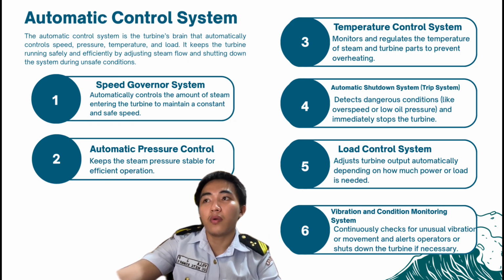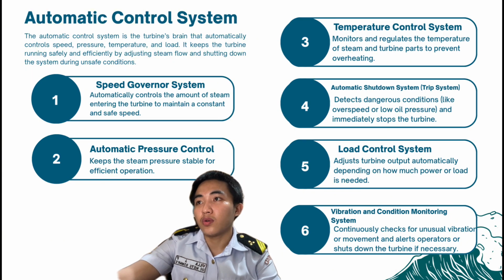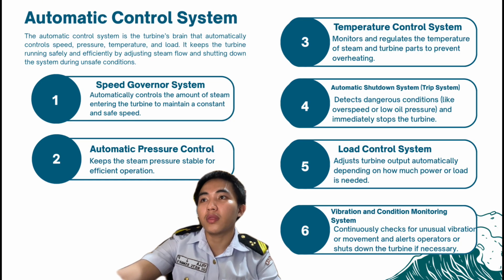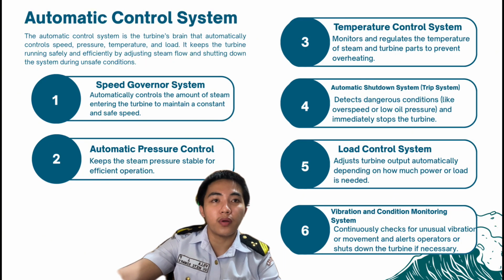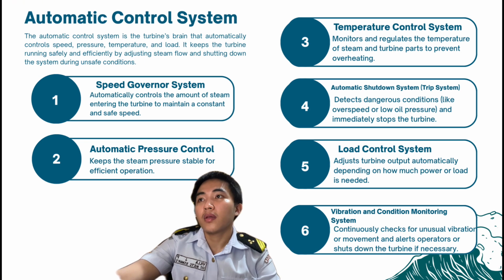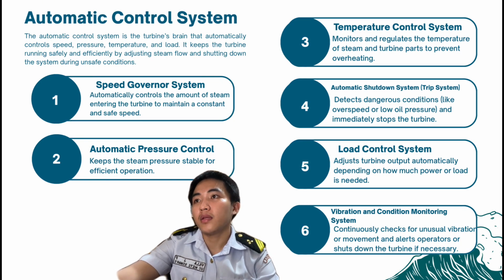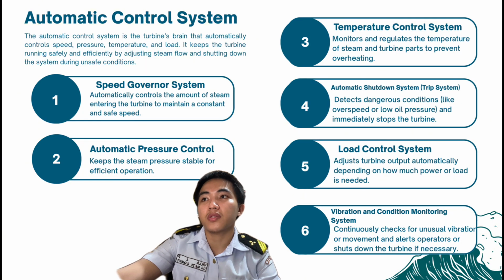conditions. So number 1, speed governor system. The speed governor system automatically controls the amount of steam entering the turbine to maintain a constant and safe speed. Number 2, automatic pressure control. It keeps the steam pressure stable for efficient operation. Number 3, temperature control system. It monitors and regulates the temperature of steam and turbine parts to prevent overheating. So number 4, automatic shutdown system or trip system. It detects dangerous conditions like overspeed or low oil pressure and immediately stops the turbine.